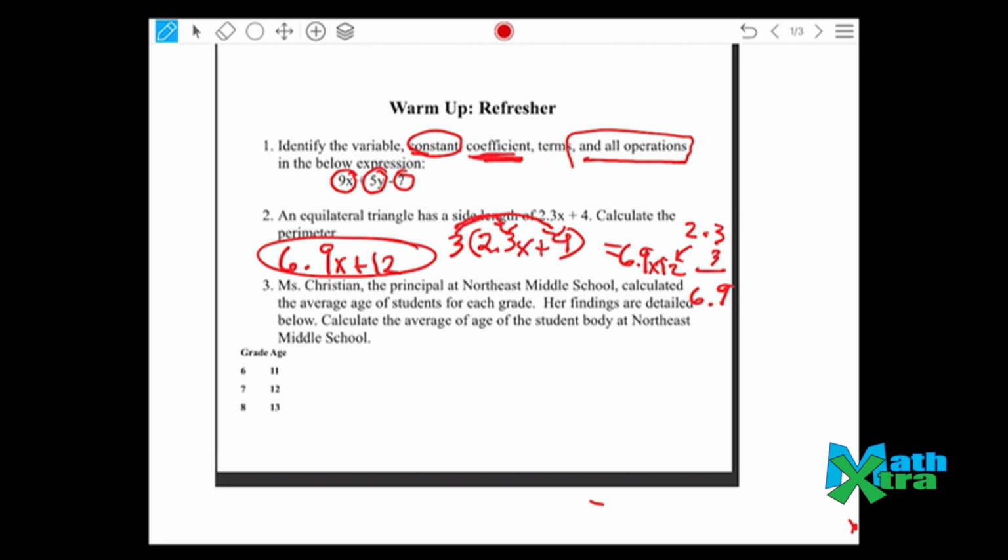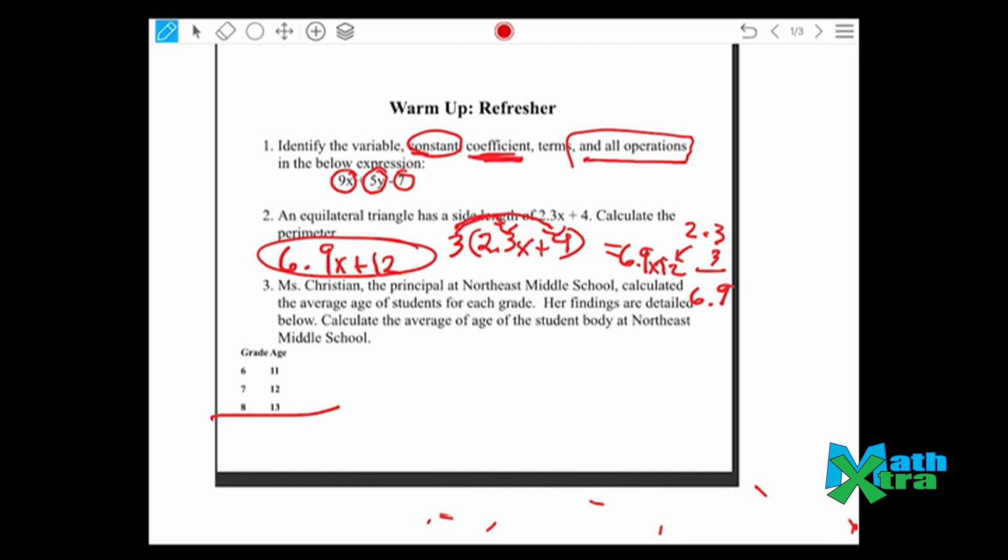Next, let's talk about number 3. Ms. Christian, the principal at Northeast Middle School, calculated the average age of students for each grade. Her findings are detailed below. Calculate the average of ages of student body at Northeast Middle School. Don't get confused with this. We're not talking about the grade levels, we're talking about the ages. So we don't really even need to calculate 6th, 7th, and 8th because that's the grade.